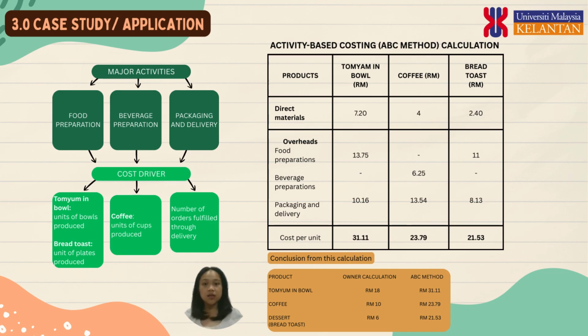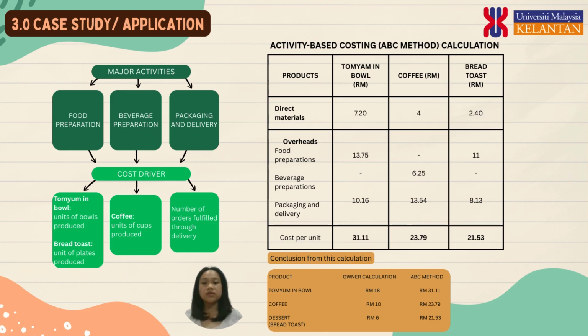In this case study, most costs are based on the owner's estimation rather than precise measurements, and no direct labor allocation is made since workers collectively prepare all menu items. To simplify the analysis, only one variant of each product, the large size, was considered.